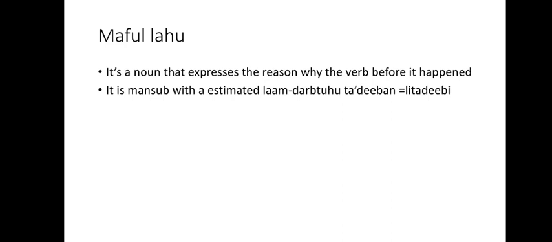Maf'ul lahu just means that it's a noun which expresses the reason why the verb before it happened. So you want to explain why you did a certain thing. Here there's a common example: "قعدت عن الحرب جبنا," I sat out from the war out of cowardice. That's how you normally translate it. Jubunan, out of cowardice, so because of my cowardliness, I sat out from the war. A more simple example is darabtuhu ta'diban.